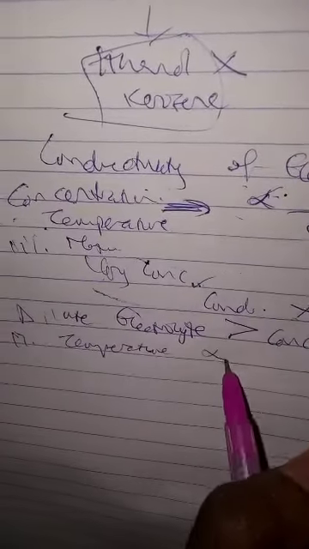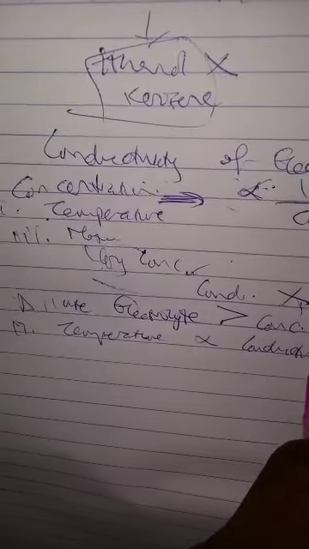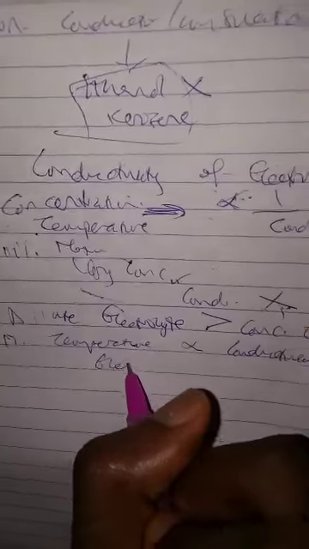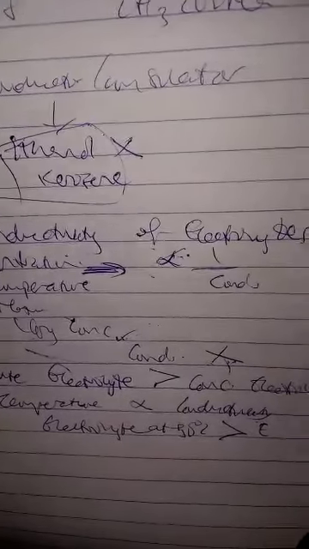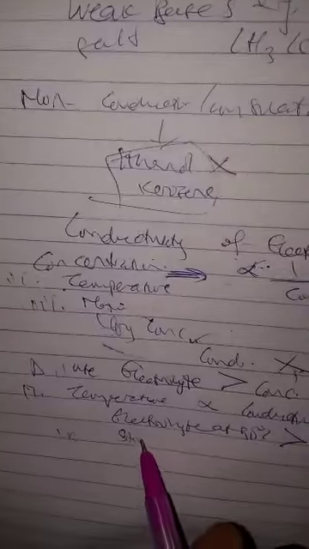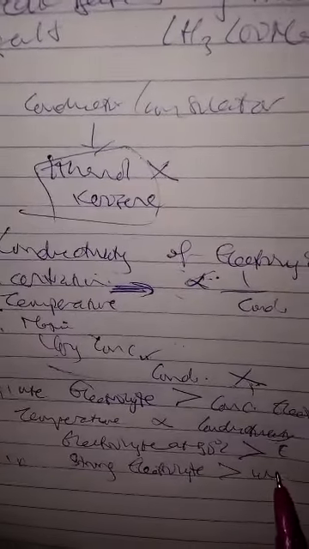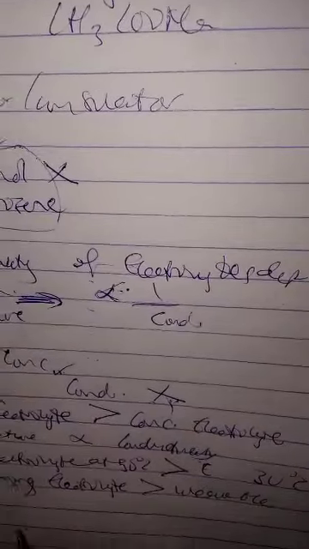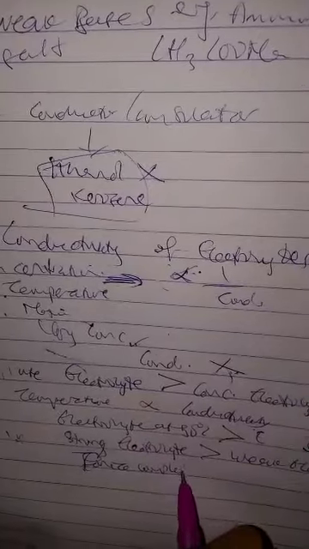Now temperature is direct. The higher the temperature, the higher the conductivity. So an electrolyte at 50 degrees Celsius will conduct more than an electrolyte at 30 degrees Celsius. Then the nature is about whether it is strong or weak. A strong electrolyte will always conduct more than a weak electrolyte, because it is ionized completely and gives a lot of ions that can conduct.